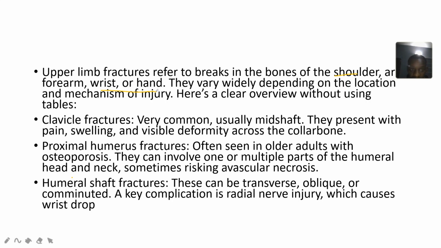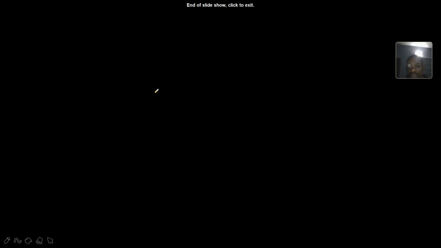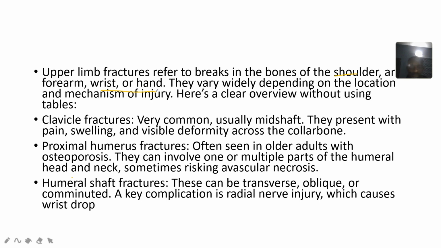We have the clavicle is the first. Clavicle is the most common and usually occurs mid shaft. Okay, midway. Then we have the proximal humerus fracture. So after the clavicle, you have the humerus bone. Okay, the human body is like this from the shoulder region down. You have the elbow, it goes down like this. So that's what you got there.